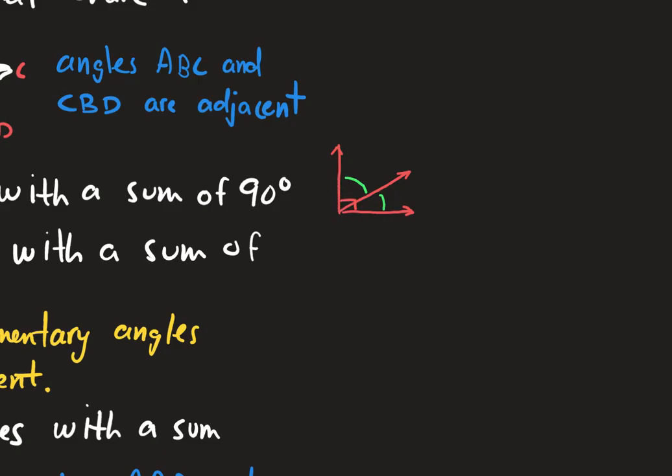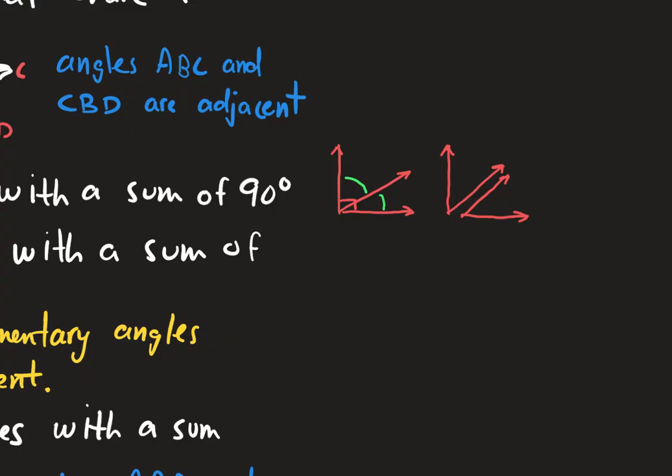Now, this isn't the only thing. They don't have to be adjacent, meaning they don't have to share the same vertex. You can have two angles that look like this. You can have one that's like this, something like this, and you can have the other one kind of looking like this and going like this, and this would also be an example of complementary angles. They don't have to share the vertex.